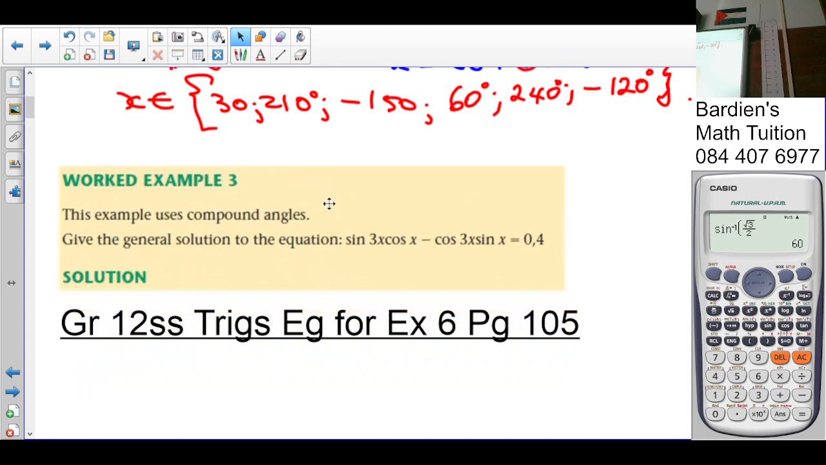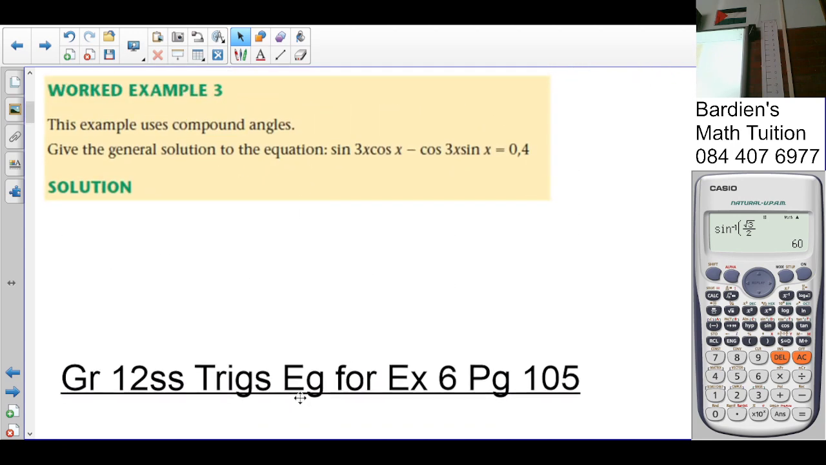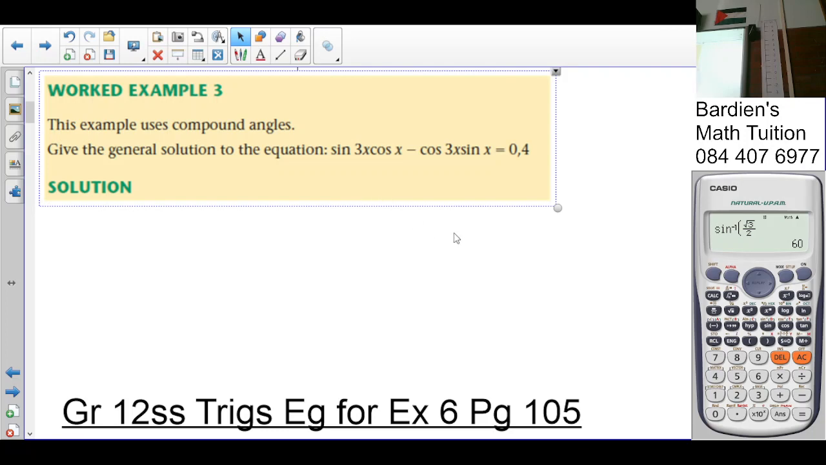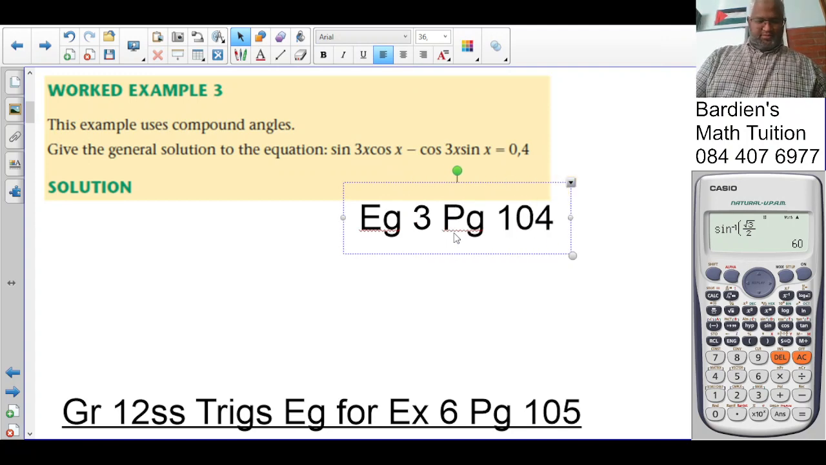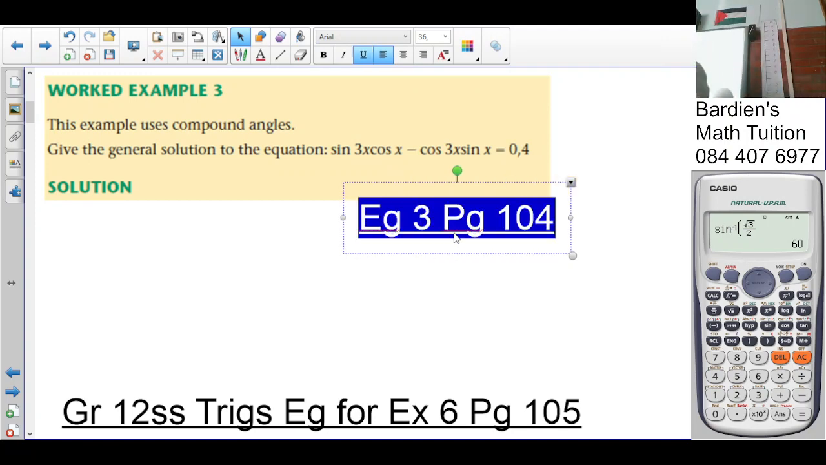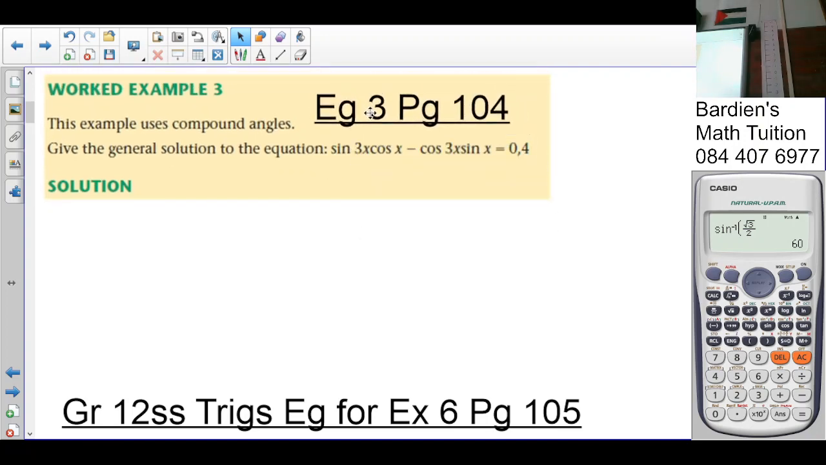Example 3. Example 3 is on page 104. These examples use compound angles, we are told. Give the general solution of this equation. Right, so what do we see here?